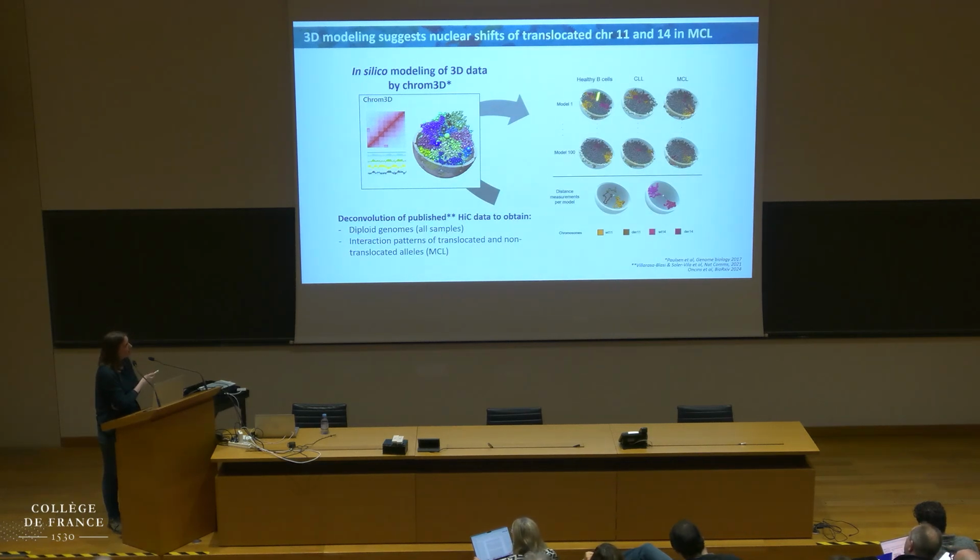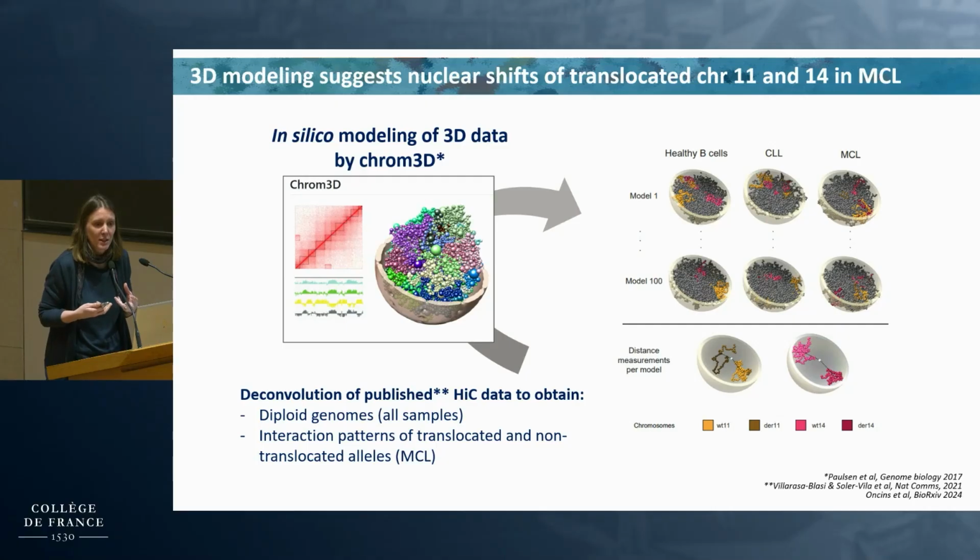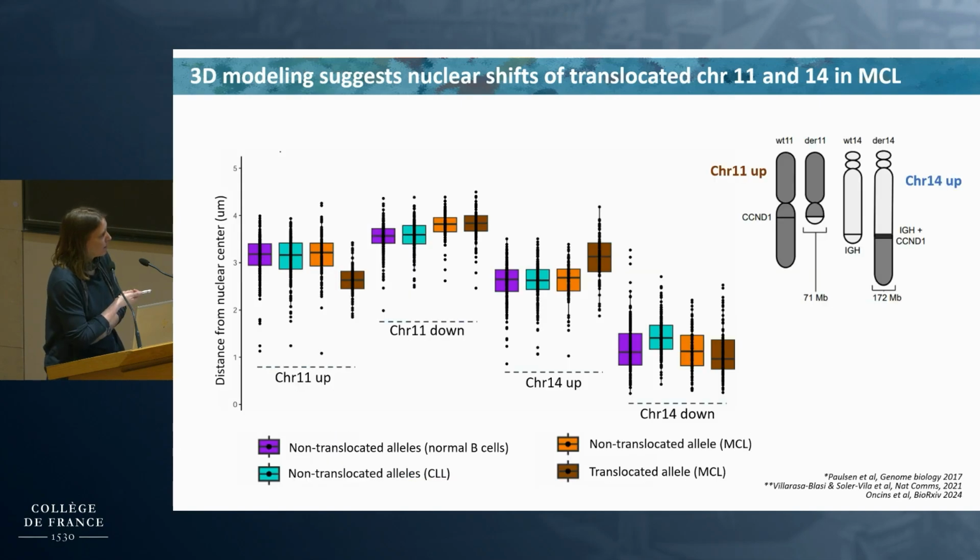So for each of our samples, we built 100 models. And for each of those models, we measured for all the chromosomes the distance to the nuclear center to see if the positioning of the chromosome in the nucleus changes, because we know this positioning is not random. Large chromosomes are located in the nuclear periphery, and small chromosomes are located in the nuclear center. But that's a rule of thumb. This is all probabilities based on populations of cells. And this is basically what we observe.